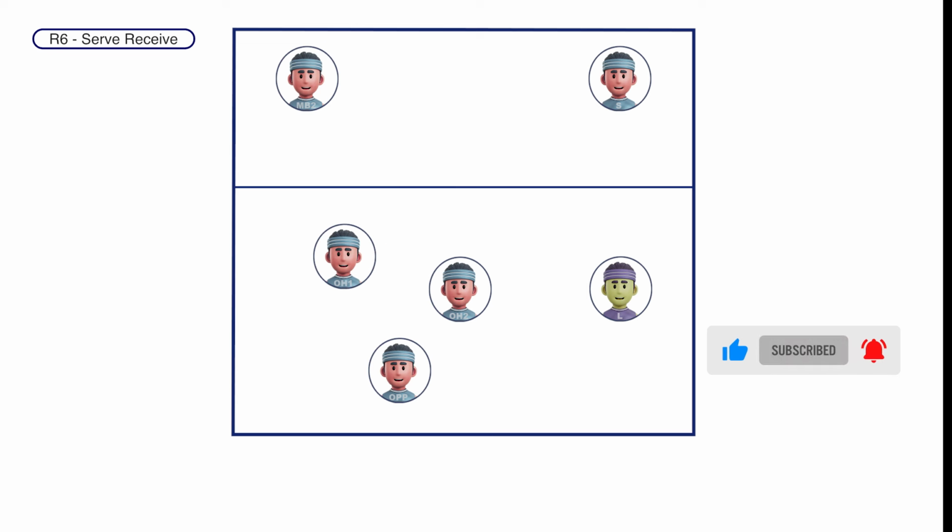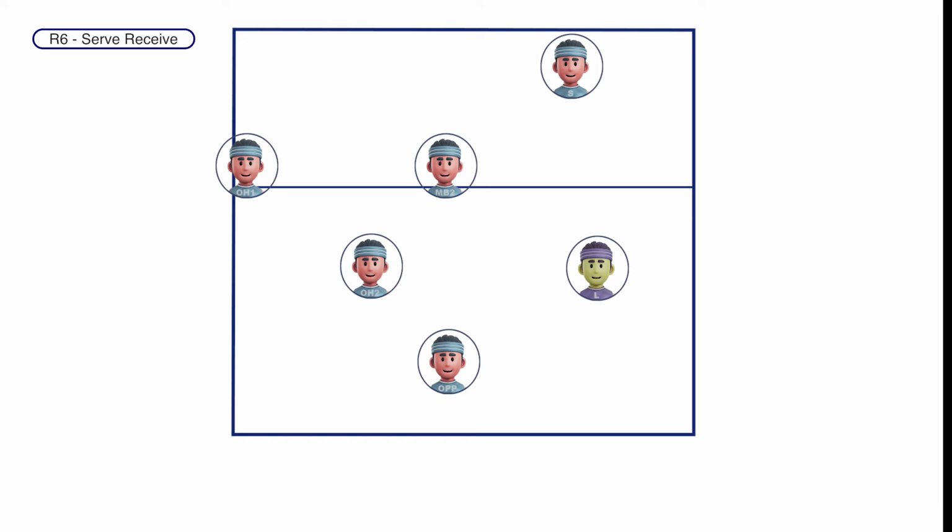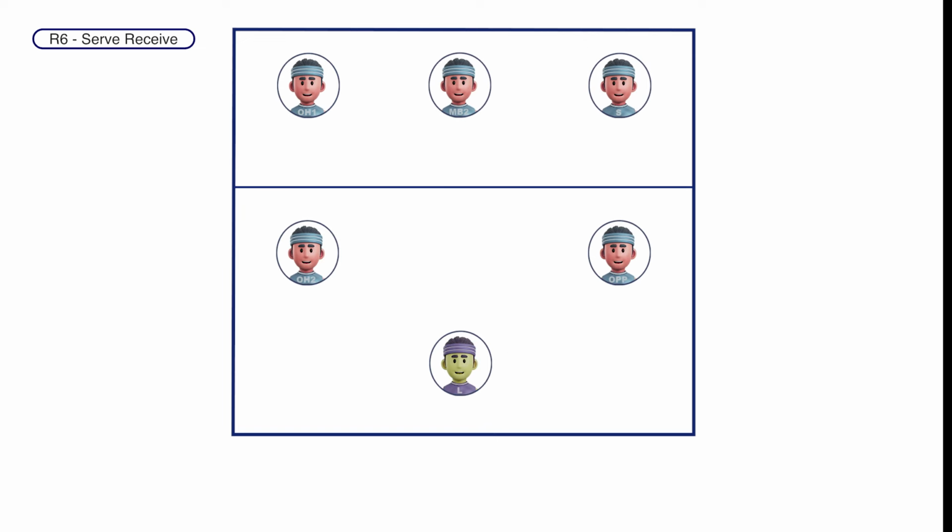Again, you have to keep in mind your overlaps, so you are in proper rotations. After the opponent serves the ball, players will get to their hitting positions. As the ball goes back to the opponent's side, all the players will switch to their base positions.